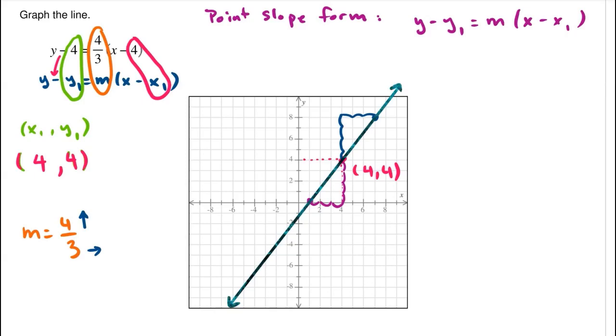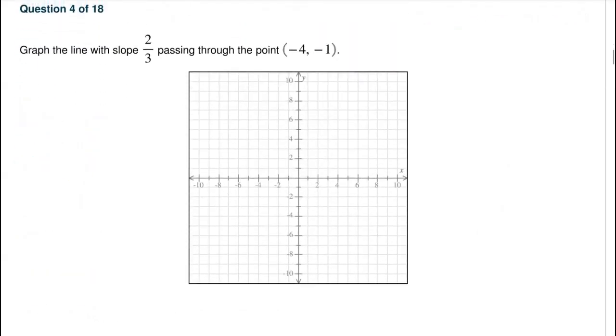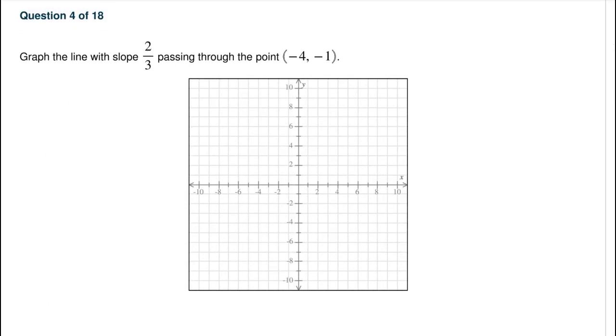Alright, that's it for problem 3. Problem 4, graph the line with the slope 2 over 3 and passing through the point -4, -1. I feel like we just did that in the last problem. So -4, -1: at -4, go down 1. So that will be this point, -4, -1. Alright, the slope tells you it is 2 over 3, so go up 2 and run 3. So up 2, 1, 2, run 3, 1, 2, 3. Up 2, run 3.